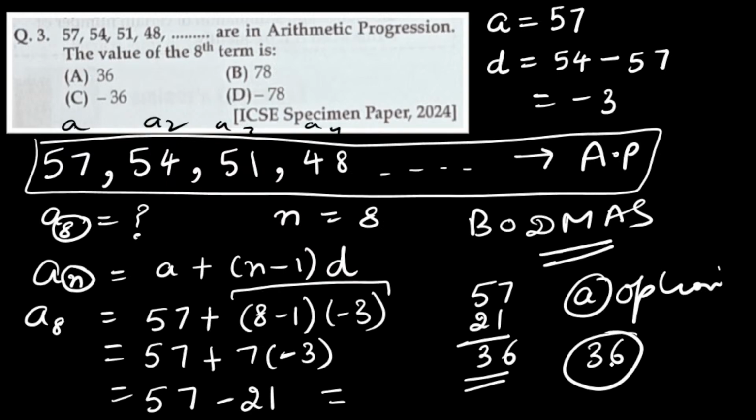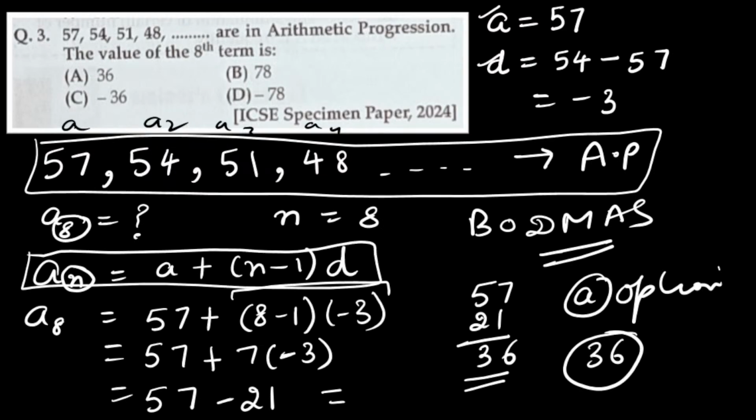So simple, we have to remember whenever a sequence is given to us, from the sequence we can write down the values of a and d, and whatever term they are asking, using this formula we can find it. The only thing here is you have to be careful with the sign. So 7 into minus 3 is minus 21. Here plus was there, so plus minus changed to minus only.